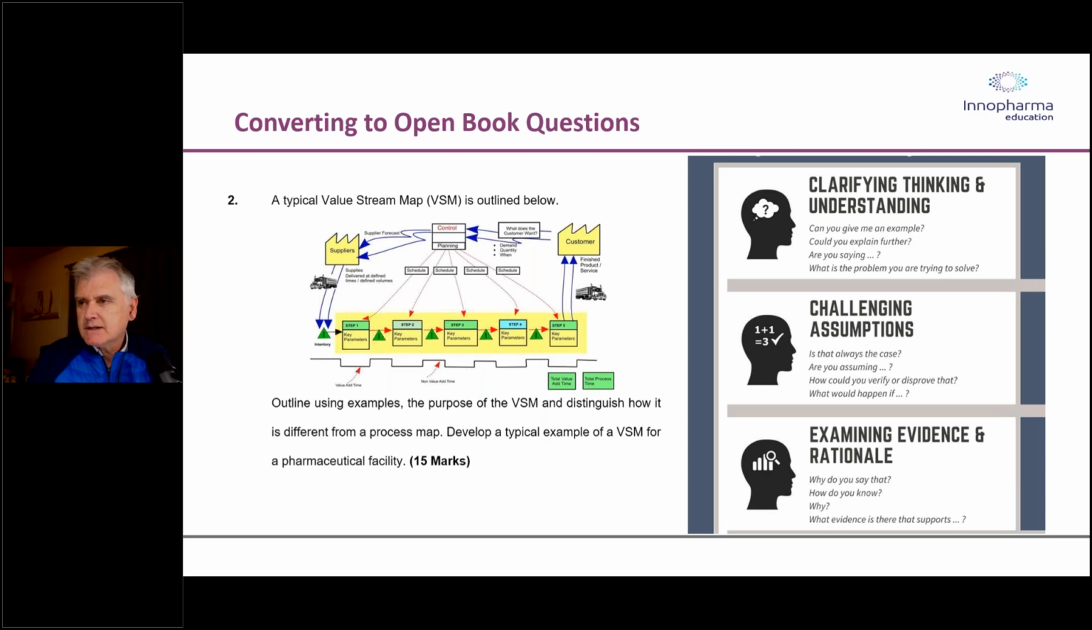Again, let's look at the questions on the right. Can you give me an example? Can you explain further? There could be something in there around some further explanation of how would you solve the problem, where would you start, what would you measure. Kieran is asking, in that question, would it have been acceptable to draw the examples from the value stream map in the question?